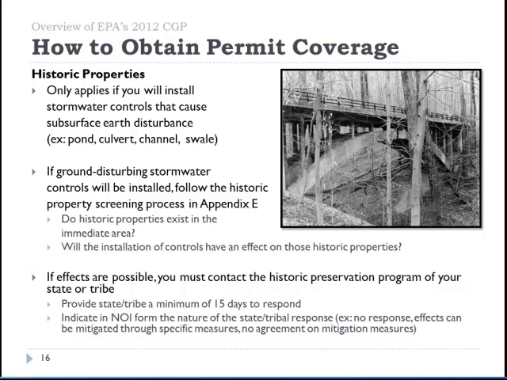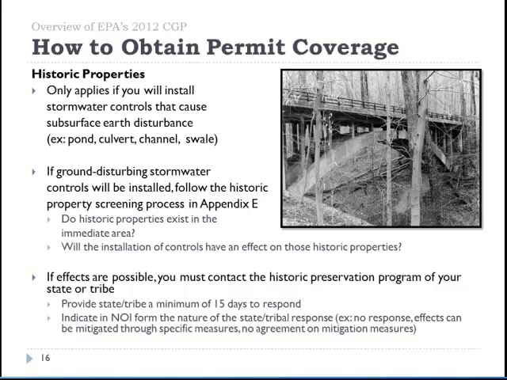I also mentioned historic properties as a requirement for obtaining permit coverage. And here, EPA is affected in a similar way to the ESA by something called the National Historic Preservation Act. And in complying with that act, EPA has established a screening process in Appendix E of the permit that focuses on those kinds of earth-disturbing activities that could potentially affect historic properties.